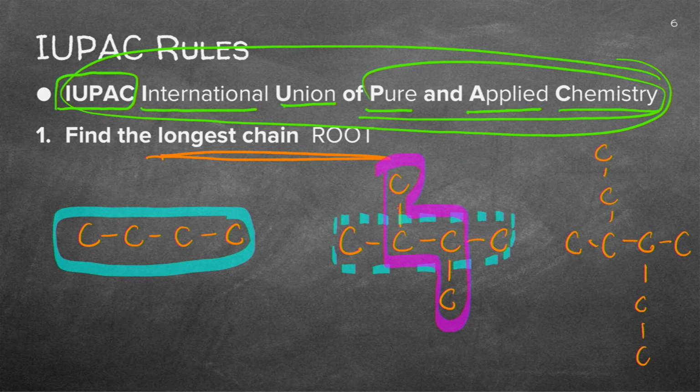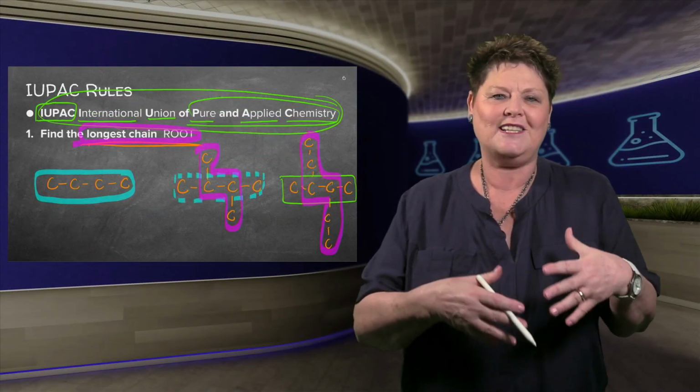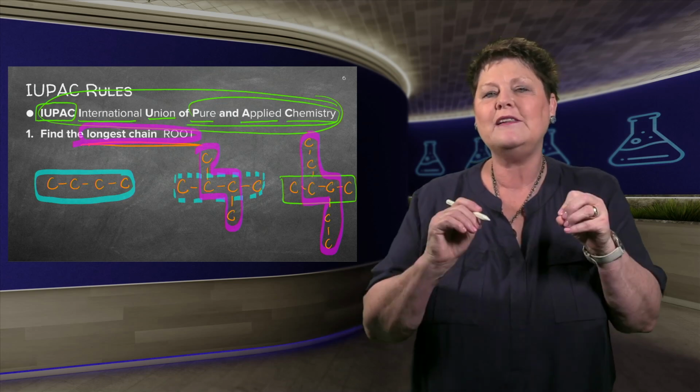Let's see what we have here. By the look of it, we are inclined to think that's the longest chain, but just have a look, it's not. If I started up here, I've got 1, 2, 3, 4, 5, 6. Can you see that's my longest chain? And that will be the first challenge, identifying the longest chain, which we call the root. Anything that's added to that is the substituent. So you've got to find the longest root.